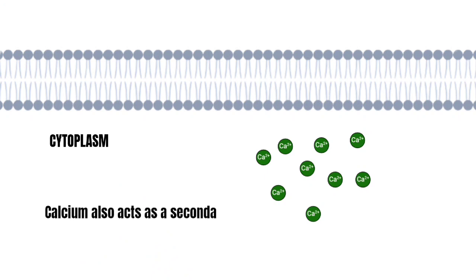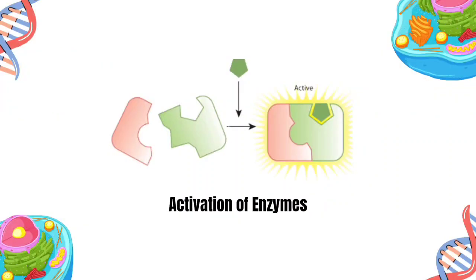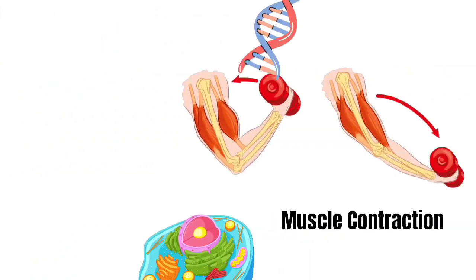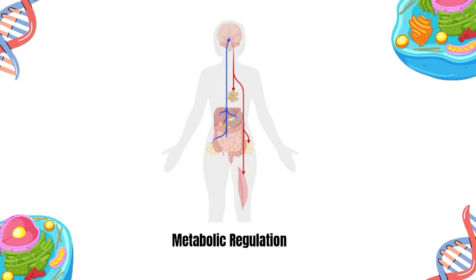Calcium also acts as a secondary messenger. High levels of calcium in the cytoplasm play a critical role in activation of enzymes, muscle contraction, gene expression, and metabolic regulation.